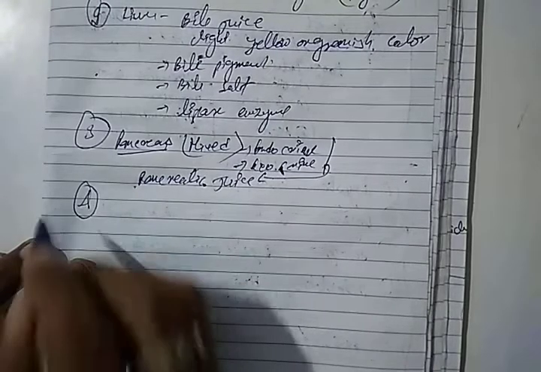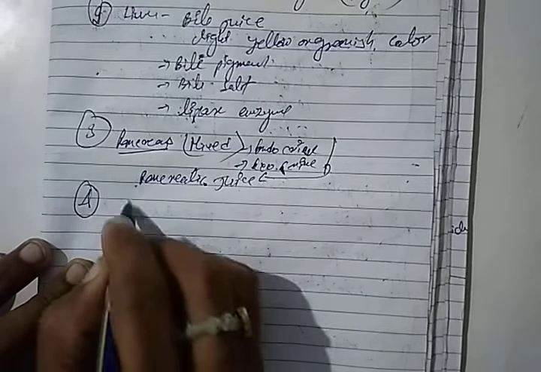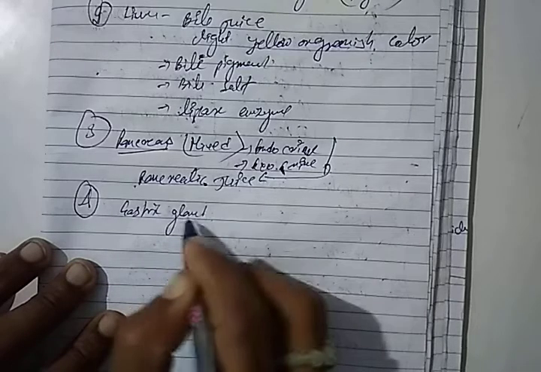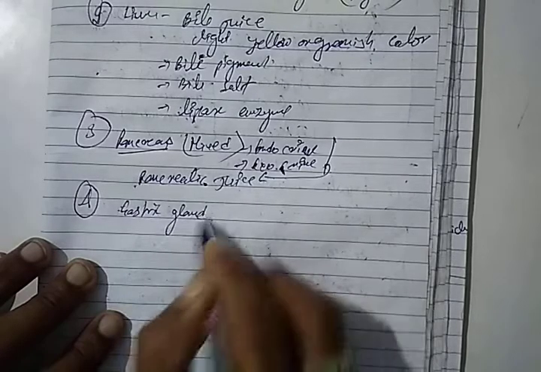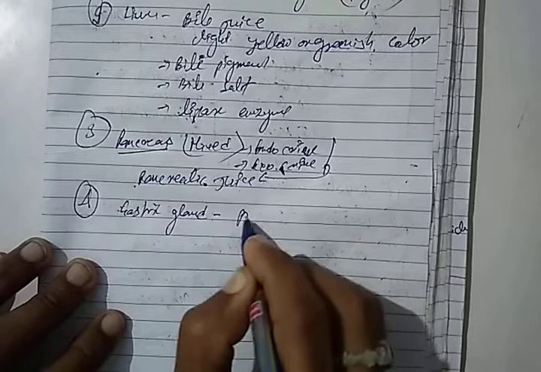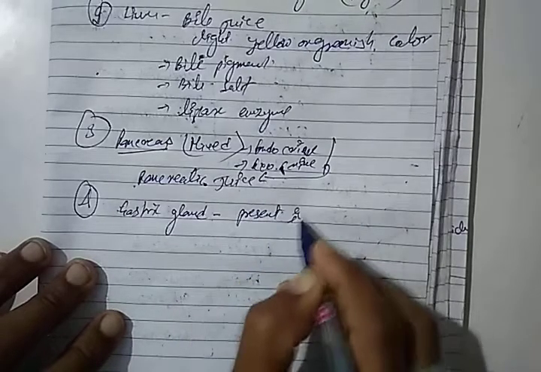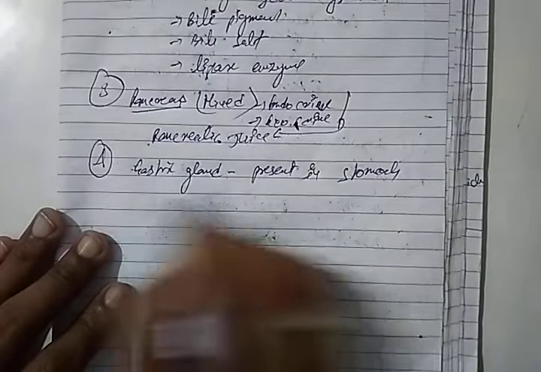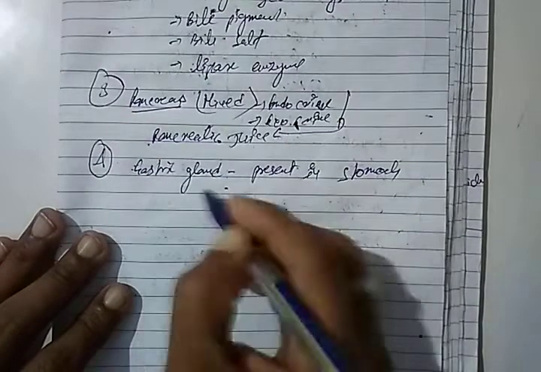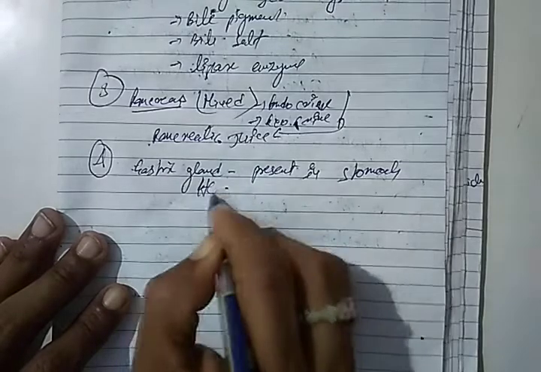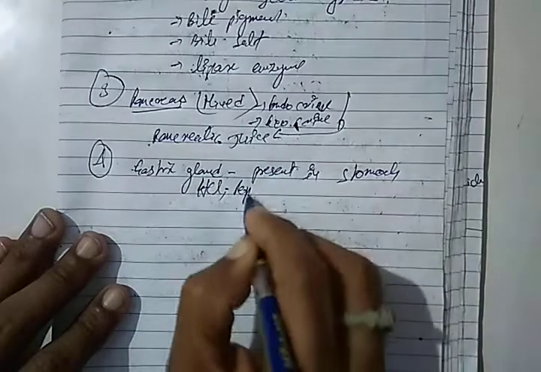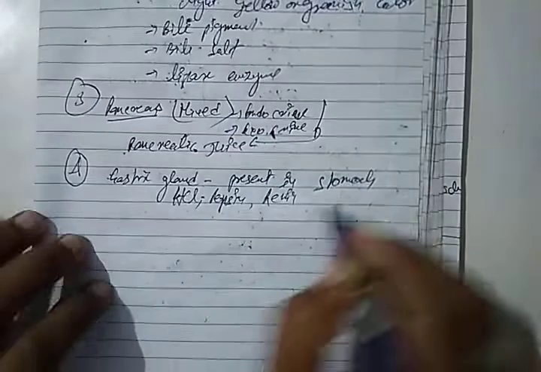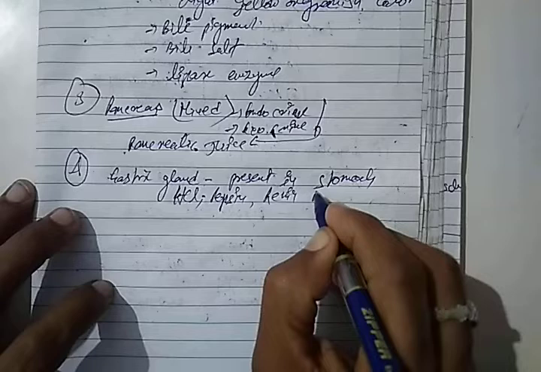Next, number 4, gastric gland. Gastric gland is present in stomach, which secretes different substances like HCl, pepsin, renin, and mucus.